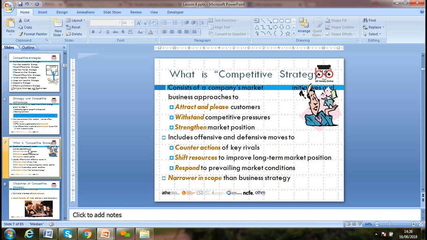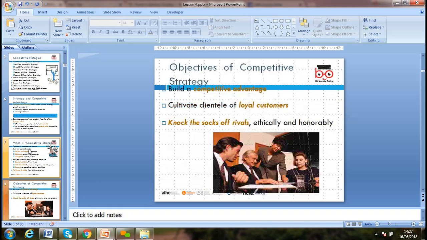How will we tackle them? Because, like in the previous lesson, we discussed that the word strategy is derived from a Greek word used in the military: how we counter our enemies and protect our borders. Now it is used in the business world as well, as a response to prevailing market conditions. So we'll go through it further.